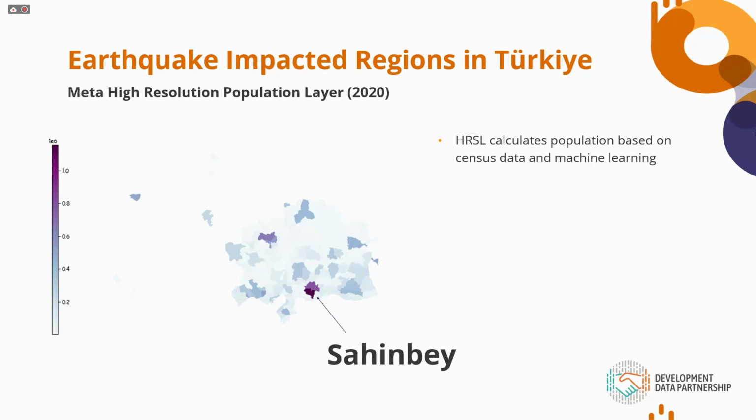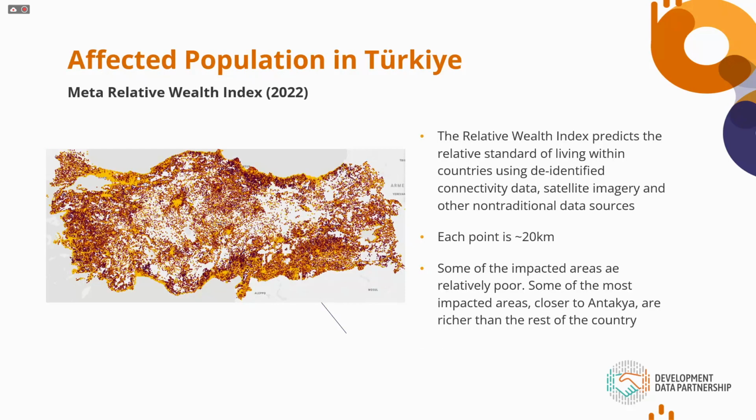Adding to this, if you're looking at economic impact, we obviously needed the wealth data of the entire country. And for that, one data set we found very useful was the relative wealth index, again from Meta, which predicts the relative standard of living within a country using de-identified connectivity data, satellite imagery, and other non-traditional data sources. So every point you're seeing on this map is roughly 20 kilometers, which is highly granular. And using this, we actually realized that some of the areas that were impacted in the south of Turkey are actually quite poor, and some of them are also slightly richer than the rest of the country.